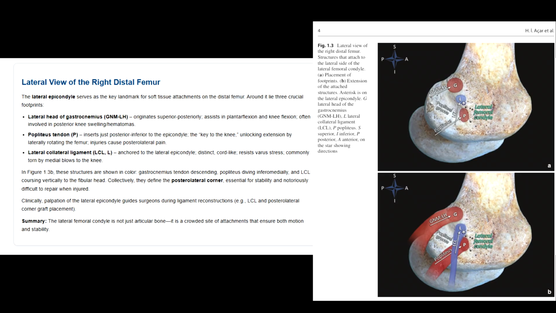Now, let's put this in context. If you palpate the lateral aspect of your knee just above the joint line, you're essentially feeling the region of the lateral epicondyle. Surgeons use this landmark during knee ligament reconstructions to correctly place grafts, especially for LCL and posterolateral corner repairs. So, to summarize this view, the lateral femoral condyle is not just a smooth joint surface, it is a crowded real estate of attachments, each with a vital role in movement and stability.